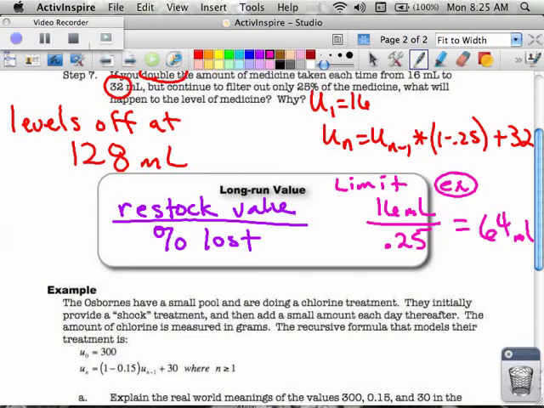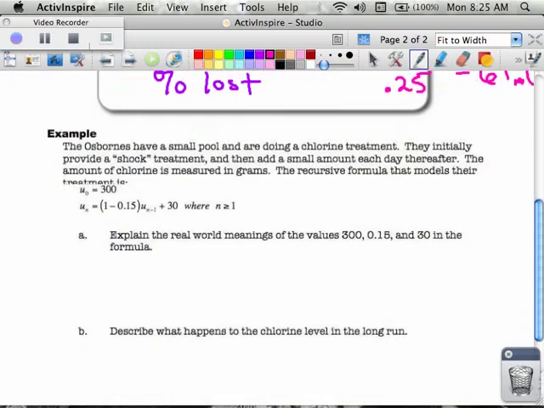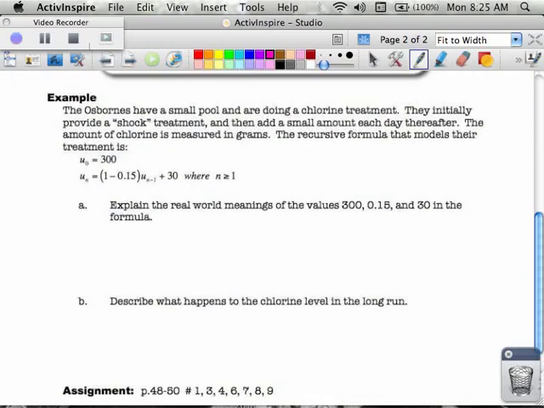Questions? Okay. I want you to try the next example.